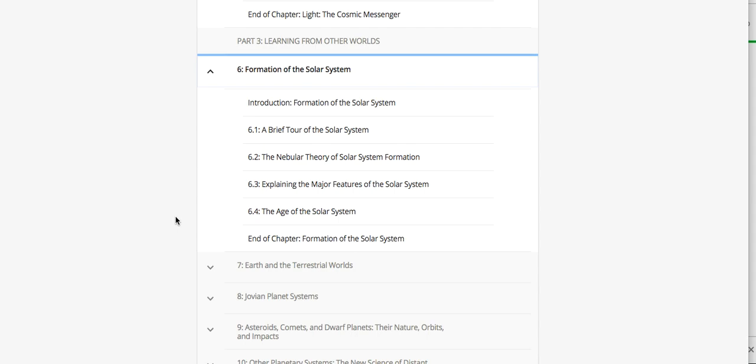And since that physics is always going to be the same from star to star, we expect all solar systems to have exactly the same layout as ours.